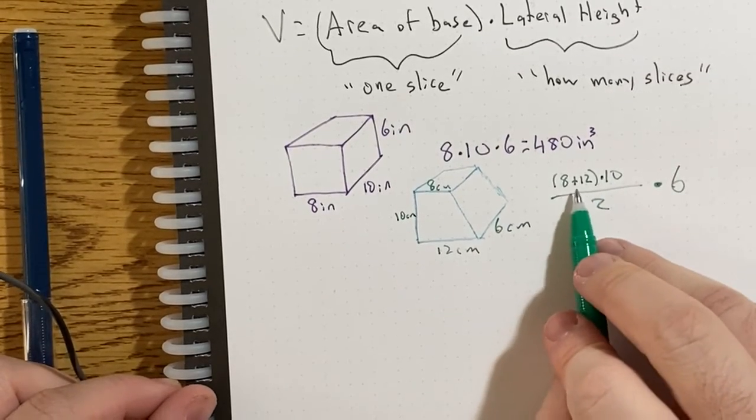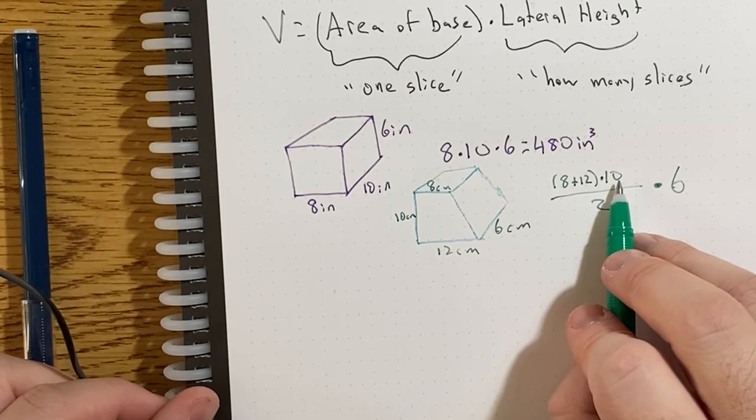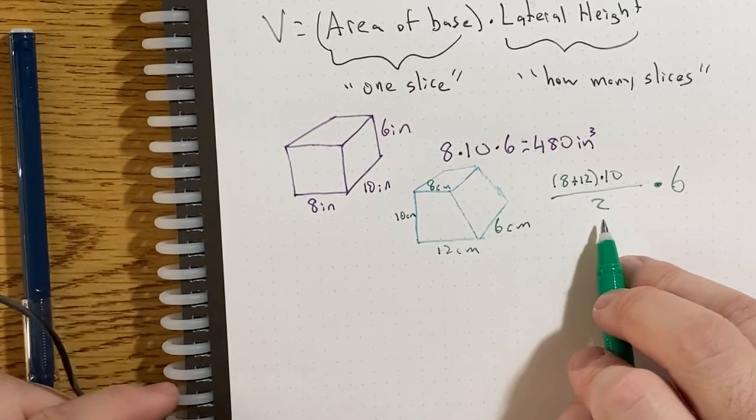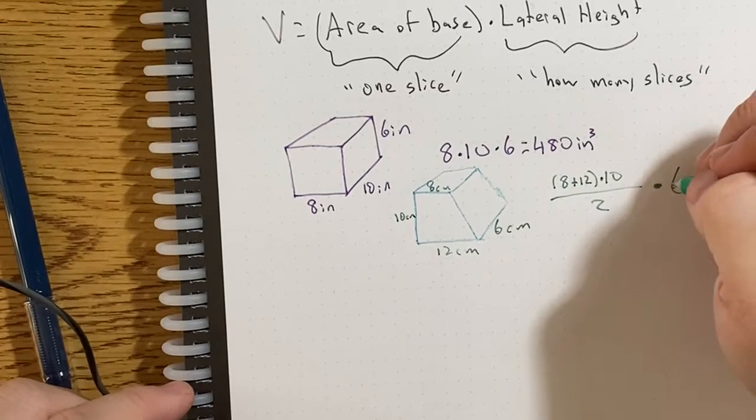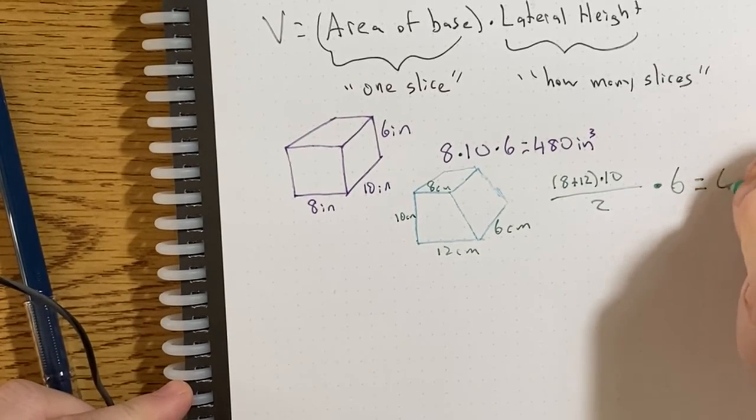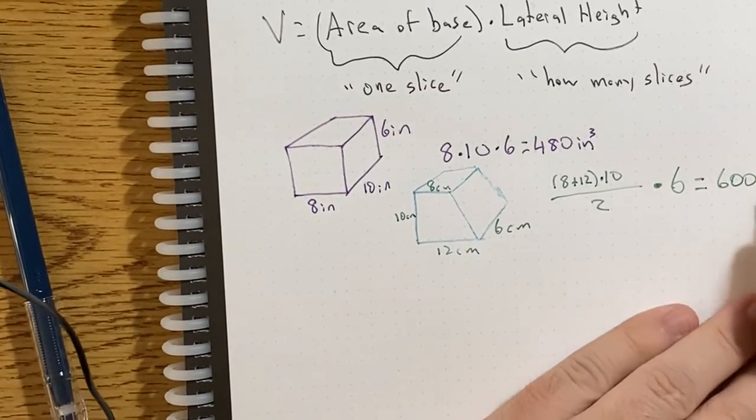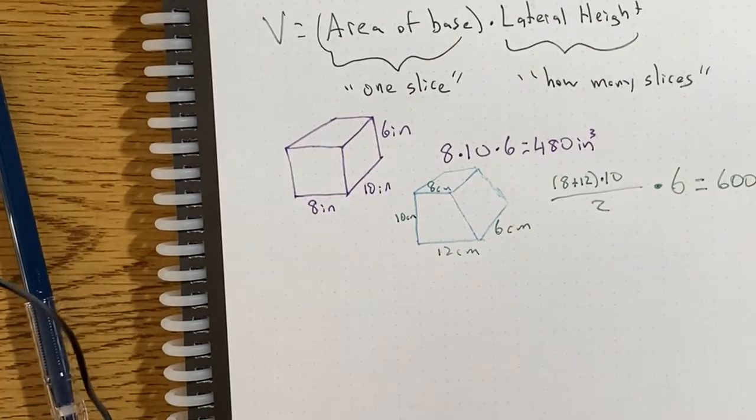6. 8 plus 12 is 20. 20 times 10 is 200. 200 divided by 2 is 100. And 100 times 6 is 600 centimeters cubed.